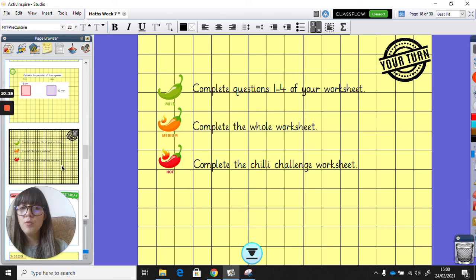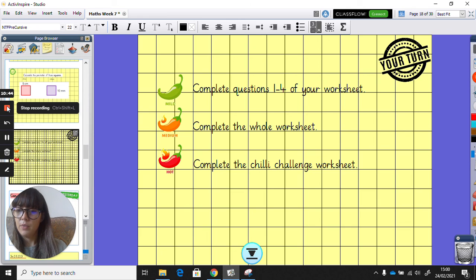Right, our mild challenge today is the first side of your worksheet. The medium challenge is the whole worksheet. Remember, they get slightly harder as we go along. Question 7, question 8, they do get a lot harder. And our hot chili challenge is the worksheet that's uploaded to Dojo, and that is our problem solving worksheet. Good luck!